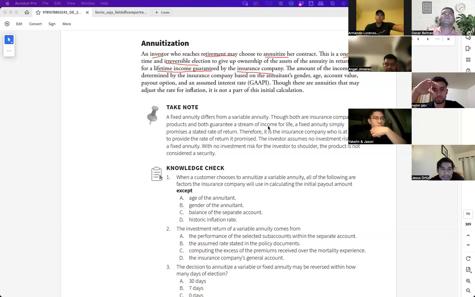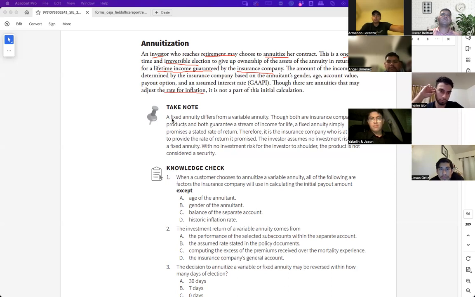Okay, the amount of income is determined by the insurance company based on the annuitant's gender, age, account value, payout option, and an assumed interest rate, the AIR. Okay. And they could adjust for the rate of inflation, but it is not part of this initial calculation.